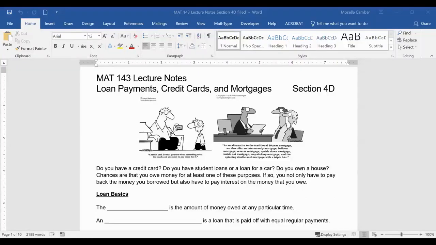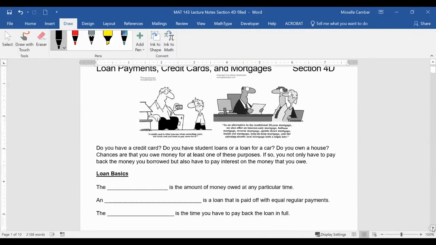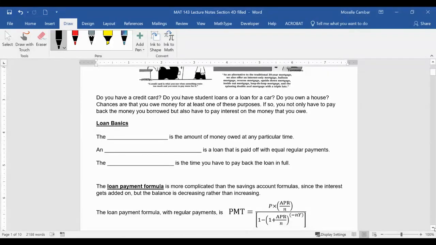Okay, for D, we are looking at loans. So all up till now, we've been putting money in, and now we're going to be the one borrowing money. And everyone at some point is going to have a loan, whether that is you just take out a personal loan, or if you have student loans, you buy a car, a house, you have a credit card. So it's a good thing to know a little bit of information about loans.